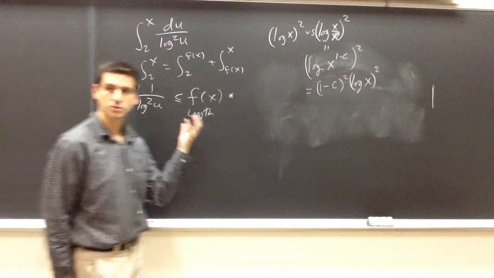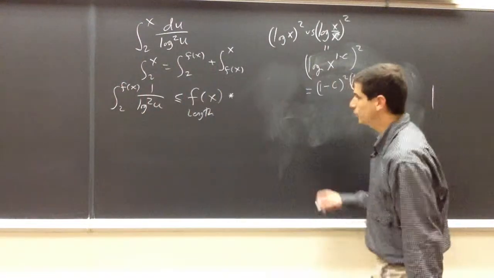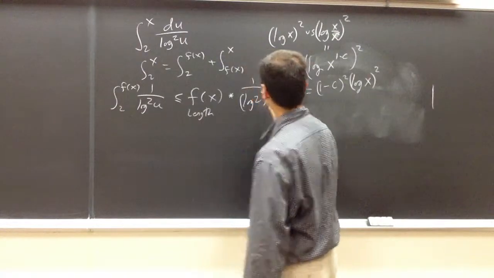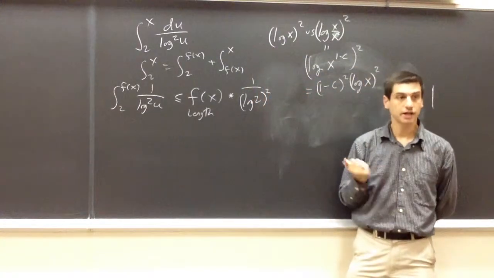So what would be, I'm sorry? 1 over log squared of 2. All right. Now let's look at the other piece.